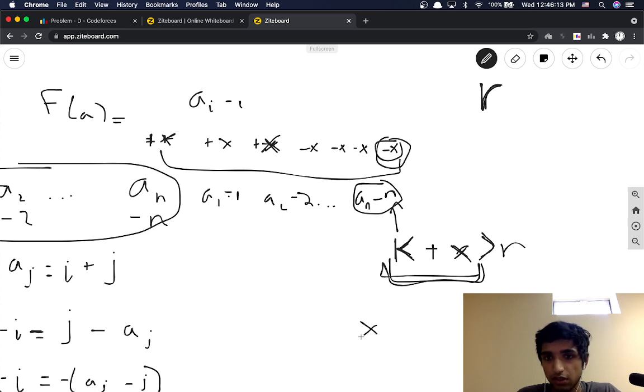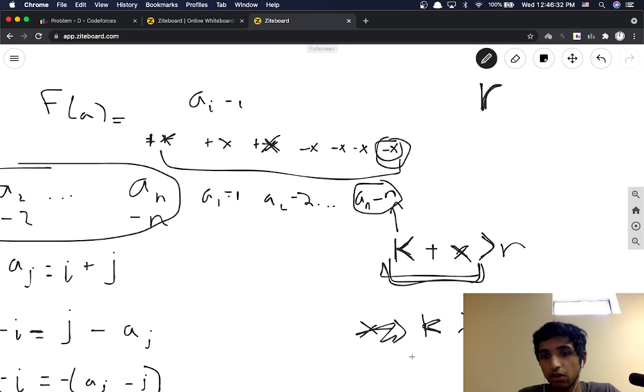So this gives us the condition that every K that's greater than R minus X is fixed.